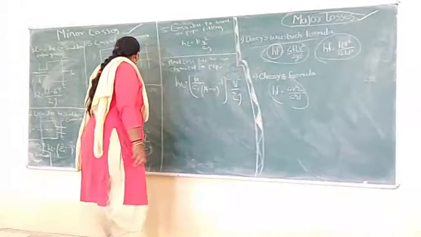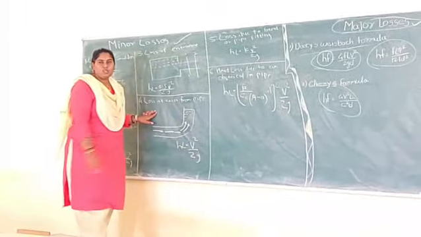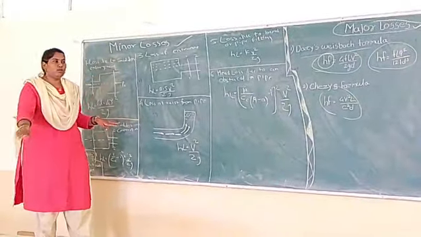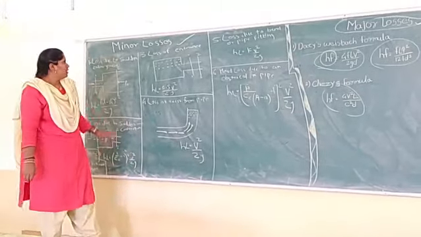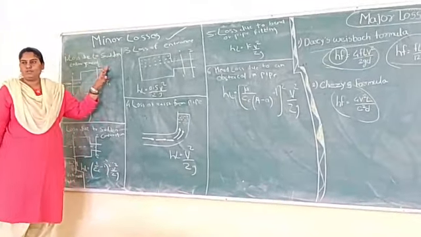These are the major losses which are calculated under the losses in the pipes. We will see the minor losses in the pipes also.